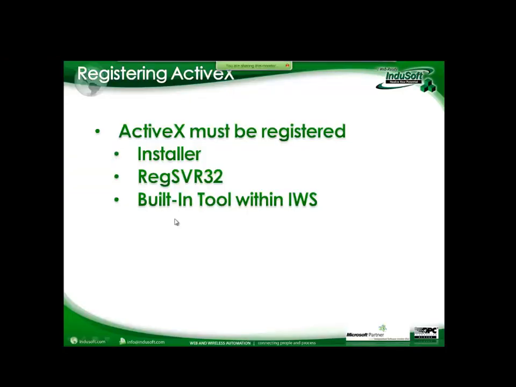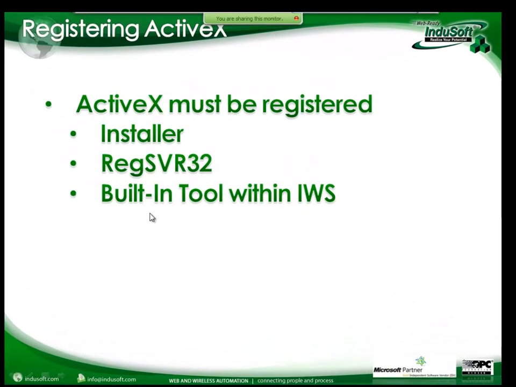Let's go talk real quick about the registration. So ActiveX objects must be registered on the PC that you're using them on, and there's typically about 3 or 4 different ways to do this. Most ActiveX objects and .NET objects have an installer nowadays with them. So if you run their install program, they will not only install and copy the ActiveX files where they need to be, but register them on the PC.